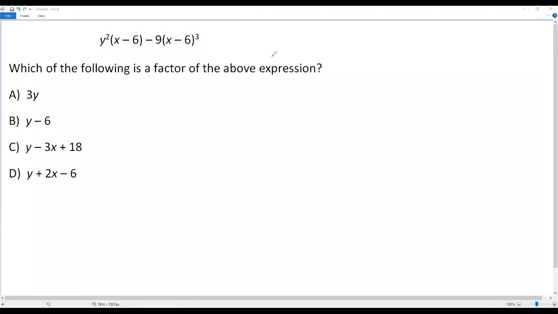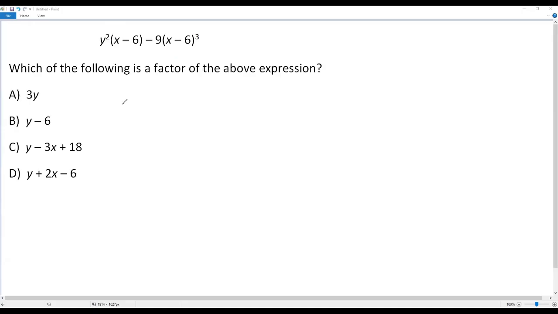Here we have a SAT math problem. Okay, let's go to the question. y squared times (x − 6) − 9 times (x − 6) to the third power. Here we have an expression. Which of the following is a factor of the above expression? In the given answer choices, I have to find the one which is a factor of this expression.